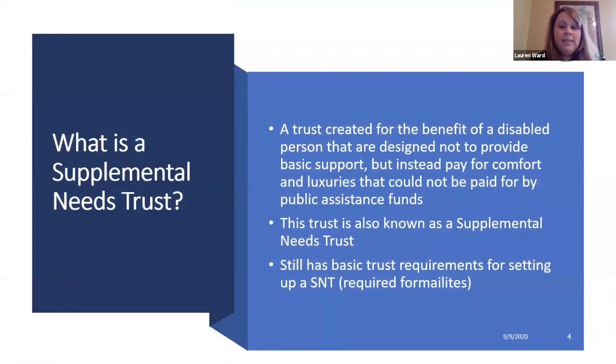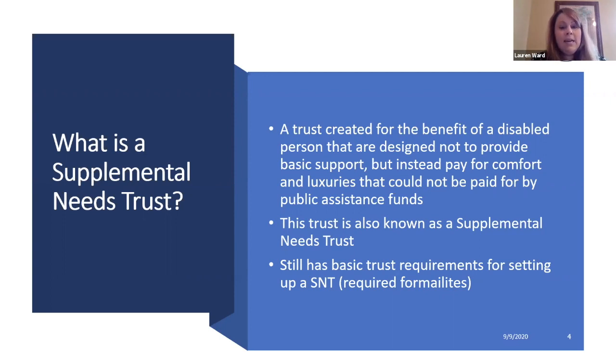So the first thing is, what is a supplemental needs trust? It's also called a special needs trust. So they're kind of used interchangeably, but it's an SNT. And it is a trust created for the benefit of a disabled person that is designed not to provide basic support, but instead pay for comfort and luxuries that could not be paid for through public assistance funds. So this is to pay for things above and beyond what SSI and Medicaid will cover for these individuals.